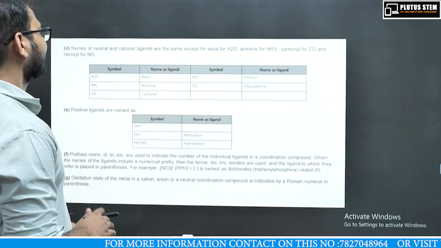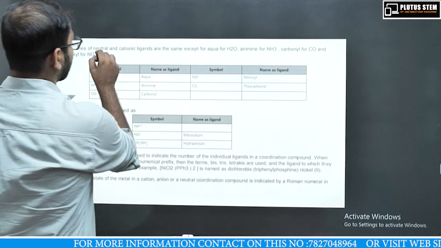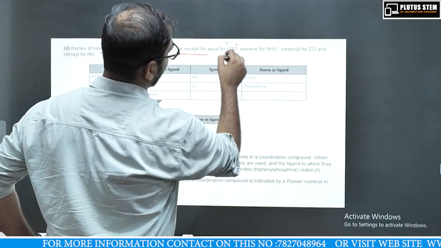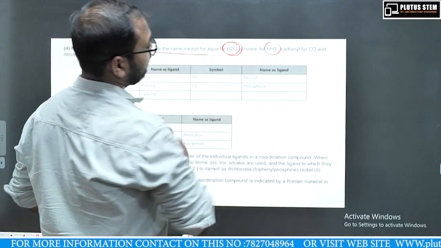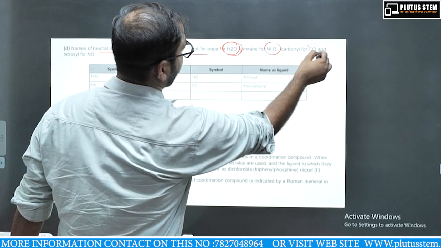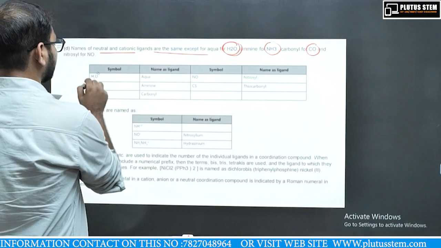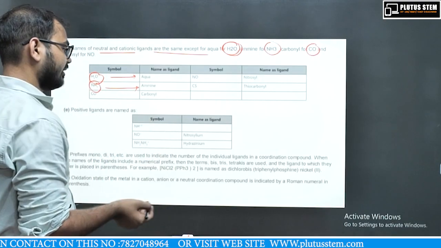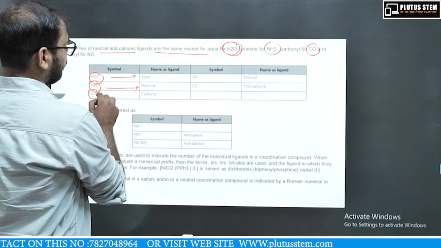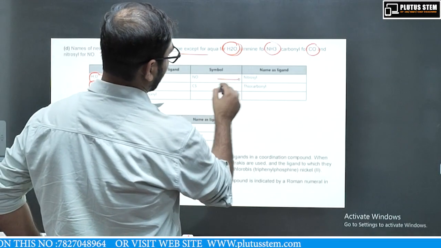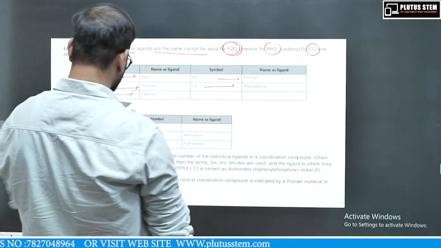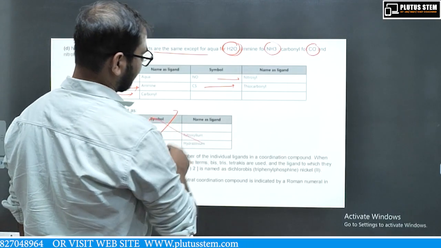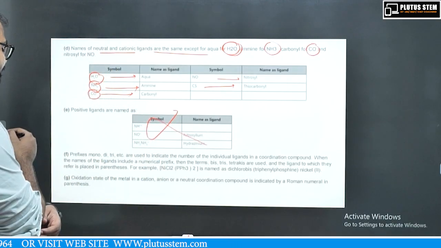Okay. Once you've done this, the nature of neutral and cationic ligands: except for the case of water and ammonia, these are neutral ligands, so their names are written in a different manner. For example, H2O is written as aqua, NH3 is written as ammine with a double m, carbon monoxide as carbonyl, NO as nitrosyl, CS as thiocarbonyl. Positive ligands are not part of our syllabus, so you can entirely avoid them.